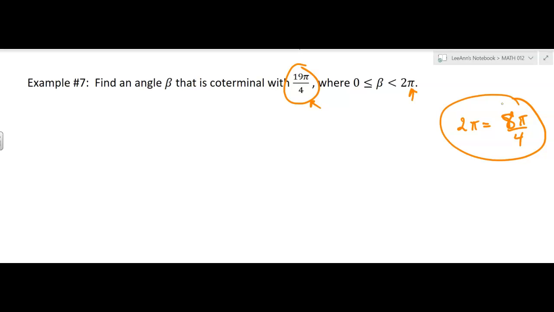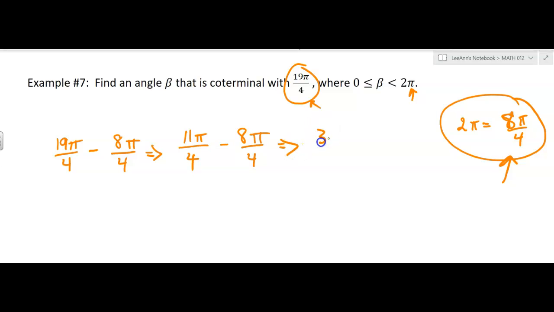I want to take out 8 pi over 4 as many times as I can. So I'm at 19 pi over 4. I can take out 8 pi over 4, and that's going to give me 11 pi over 4. Now you might say, that looks good to me. No, it's not less than 2 pi. It's got to be less than 8 pi over 4. So take out another 8 pi over 4, and that gets me 3 pi over 4. So that would be the coterminal angle.